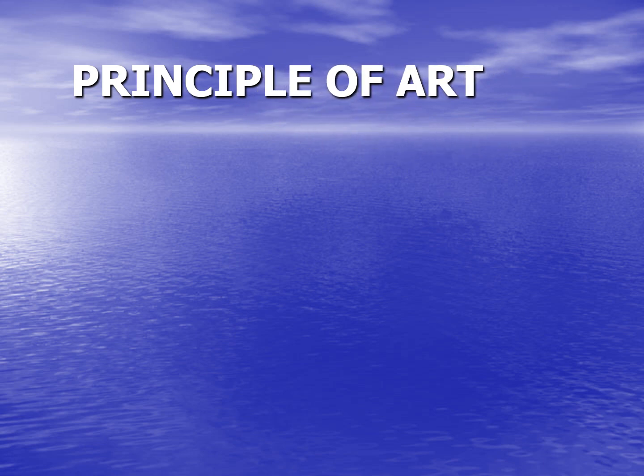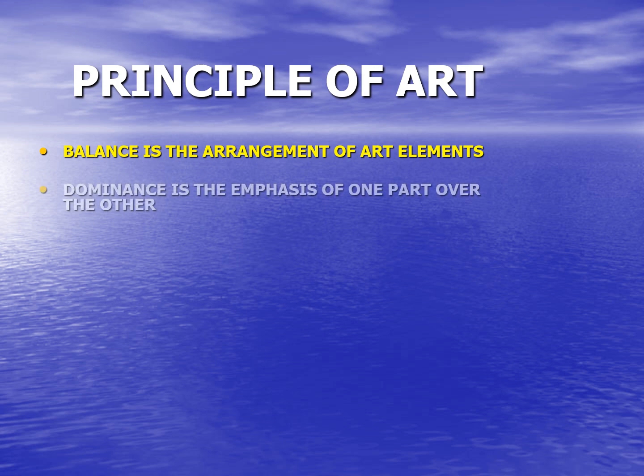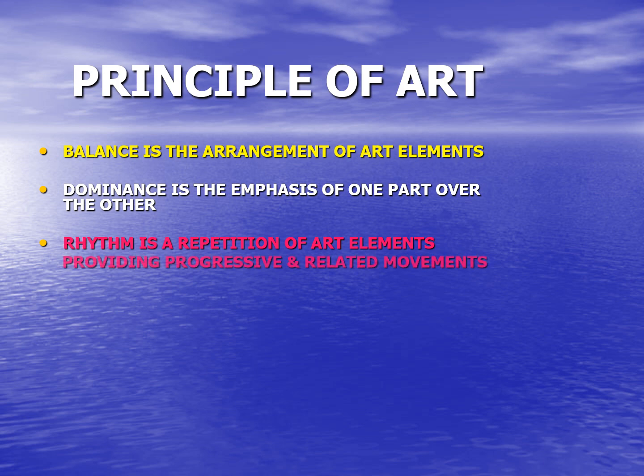Principles of art. Now we are going to discuss the principles of art. Balance. Balance is the arrangement of art elements. Dominance. Dominance is the emphasis of one part over the other. Rhythm. Rhythm is a repetition of art elements, providing progressive and related movements.